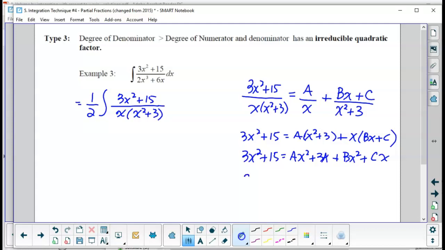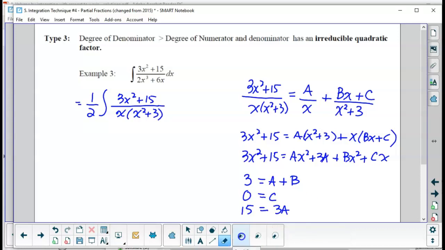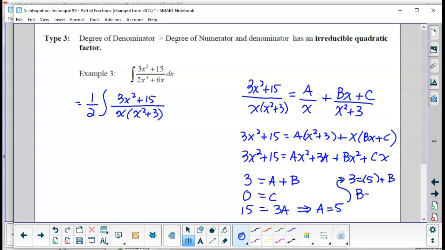So that would be ax squared plus 3a plus bx squared plus cx. So then my x squared, 3 equals a plus b. My x term, 0, equals c. And my constant term, 15, equals 3a. So right away I know c equals 0. Here I know a equals 5. And so then 3 equals 5 plus b. b equals negative 2.